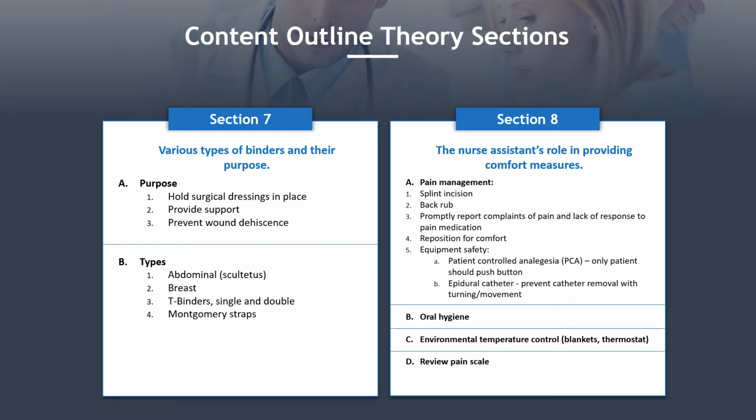Section 8. The nurse assistant's role in providing comfort measures. A. Pain management. Splint incision. Back rub. Promptly report complaints of pain and lack of response to pain medication. Reposition for comfort. Equipment safety. Patient-controlled analgesia. Only the patient should push the button.